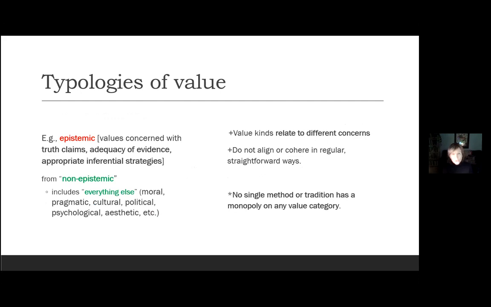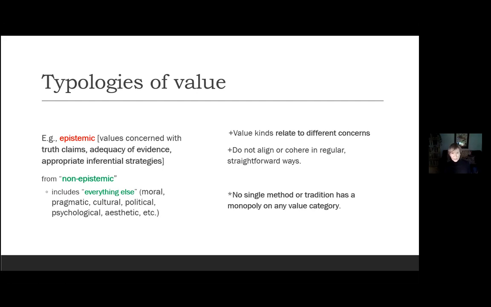And then, as I mentioned, philosophers of science have been talking about different categories of value for some time now and making distinctions, applying different schemas for distinguishing kinds of value, with the most basic being the distinction between epistemic and non-epistemic. This is, of course, in itself controversial.